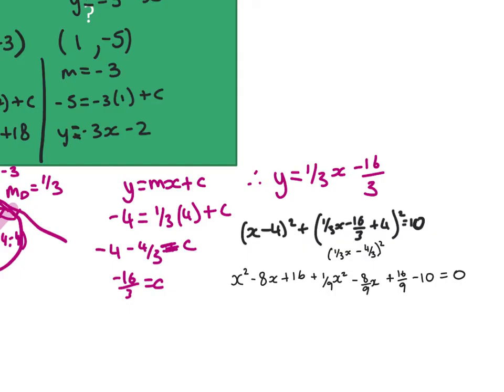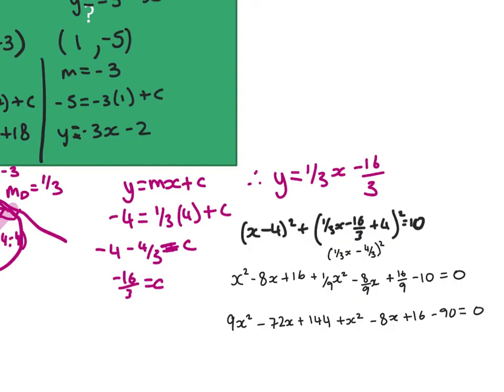I'm now going to multiply everything by 9 to get rid of these fractions. So I'm going to have 9x squared minus 8 times 9 is 72x. 16 times 9, 144. Is it? 16 times 9. Plus x squared minus 8x plus 16 minus 90 equals 0.